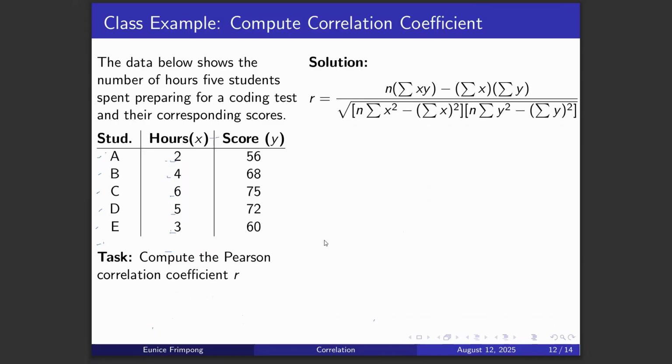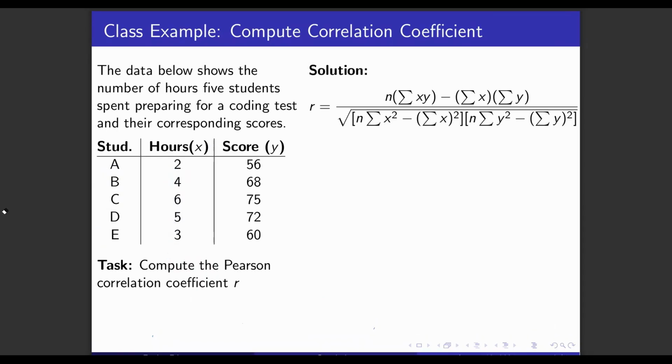So here's a class example I'm going to work through together with you. So please give me your full attention and let's go through this. The data below shows the number of hours 5 students spent preparing for a coding test and their corresponding scores. So we have 5 students A, B, C, D, and E, 2 hours, 4 hours, 6 hours, 5 hours, and 3 hours for each student. And then these are the respective scores. Now the task is to compute the Pearson correlation coefficient r.